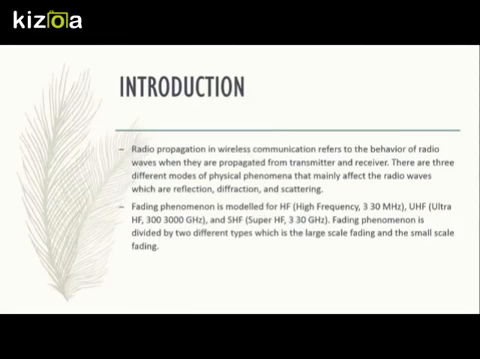Introduction. Radio propagation in wireless communication refers to the behavior of radio waves when they are propagated from transmitter to receiver. There are three different modes of physical phenomena that mainly affect the radio waves, which are reflection, diffraction, and scattering. Fading phenomena is modeled for high frequency, ultra high frequency, and super high frequency. Fading phenomenon is divided into two different types, which are large scale fading and small scale fading.